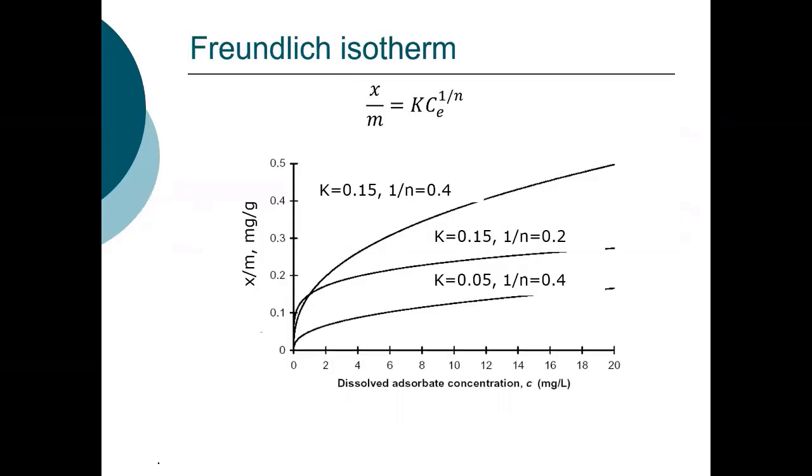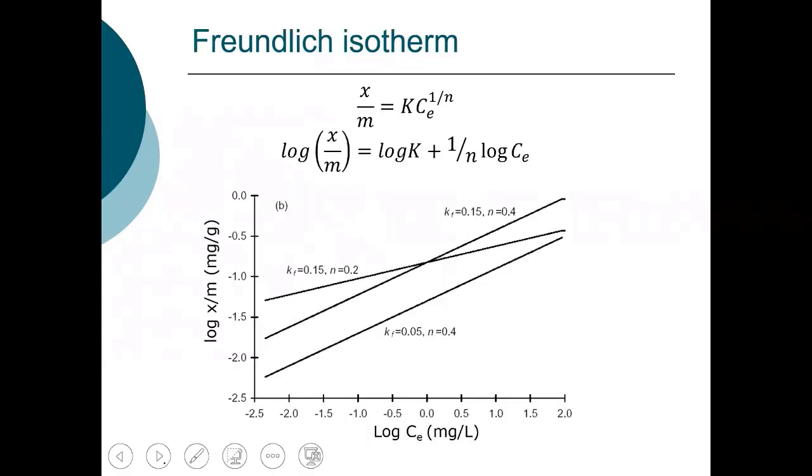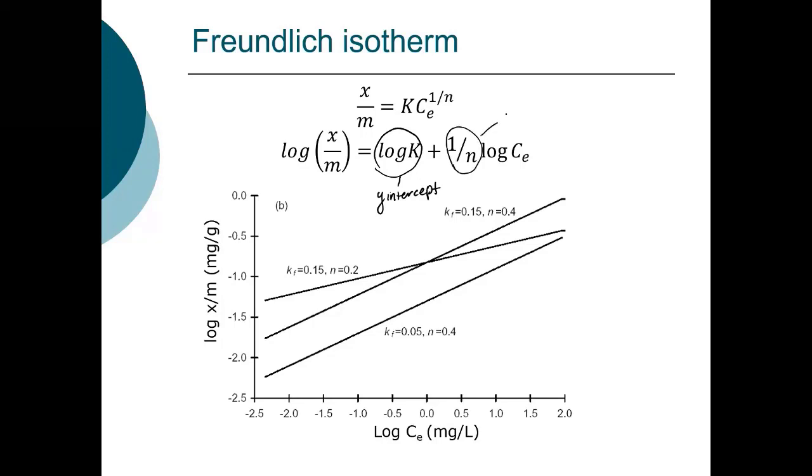So we can see that, well, here we have the Freundlich isotherm. So this is, as I mentioned, totally empirical. We're plotting X over M versus the equilibrium concentration. And we describe the relationship with a power function. We linearize this by taking either the natural log or the log base 10. And log of K is our y-intercept, and 1 over N is the slope.